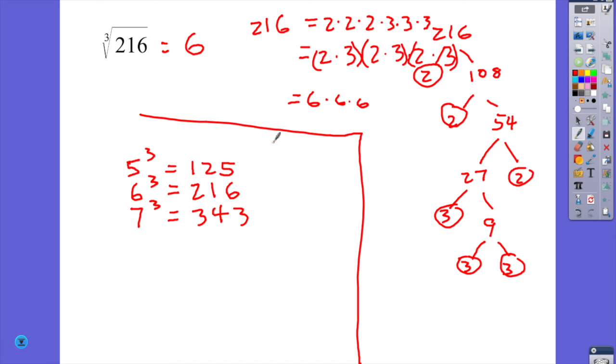So don't forget about these two strategies from square roots because they're going to help us out with cube roots. Okay, so take this information and use it to complete your classwork, and good luck.